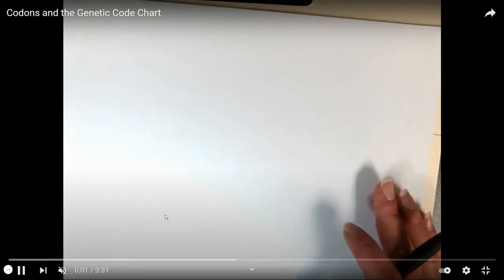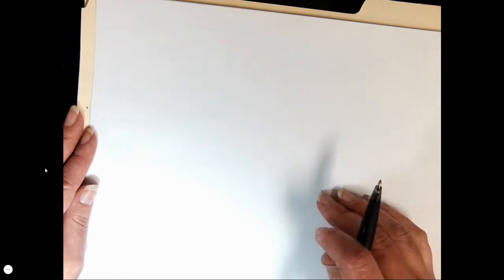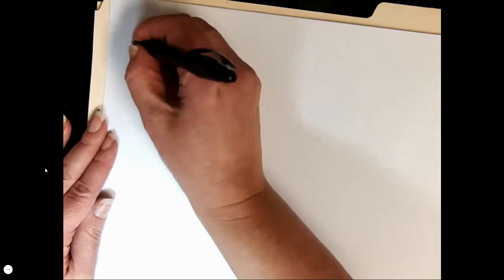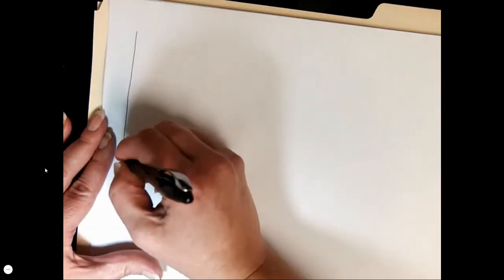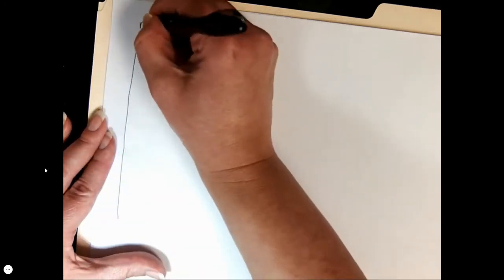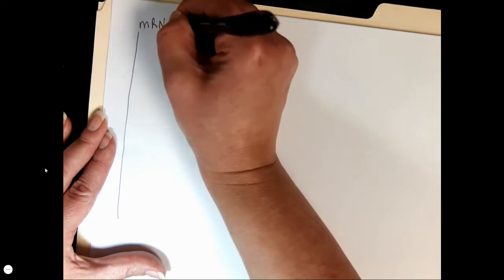Okay, so we are going to start our process of translation by taking the messenger RNA that we transcribed earlier from our DNA. We're going to look at this as a genetic sentence, and I'm going to show you how you can take a genetic sentence and divide it up into genetic code words. Then we'll use those genetic code words to translate our message into protein.